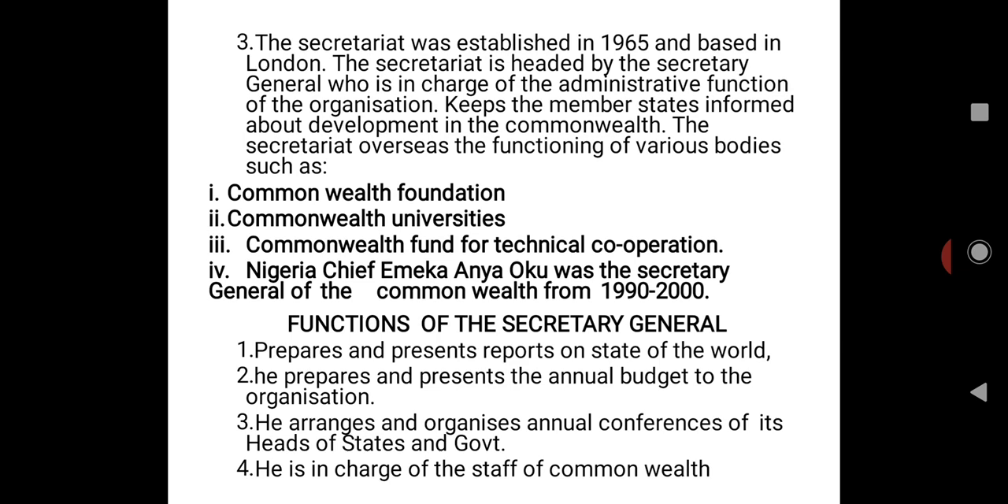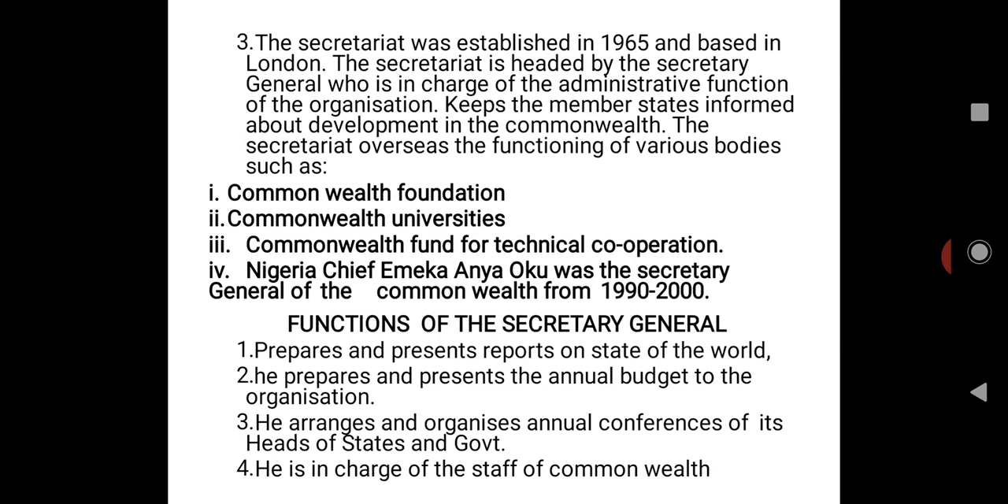3. Commonwealth Fund for Technical Cooperation. It is also the responsibility of the Secretariat to oversee the Commonwealth Fund for Technical Cooperation.